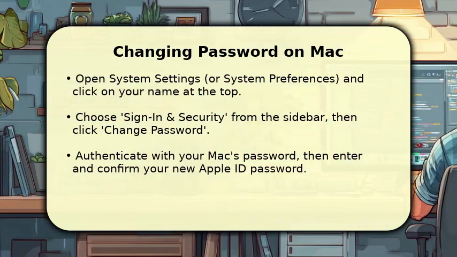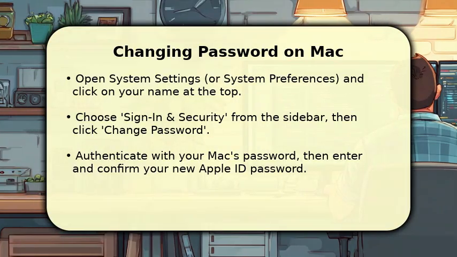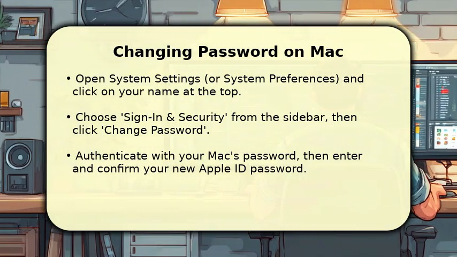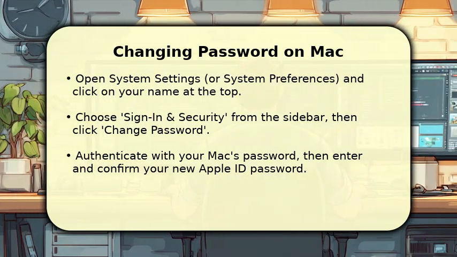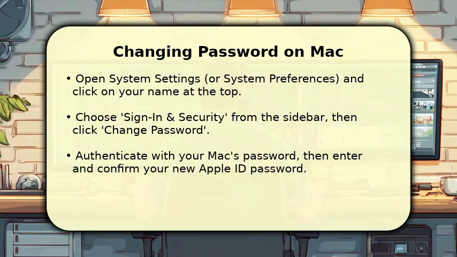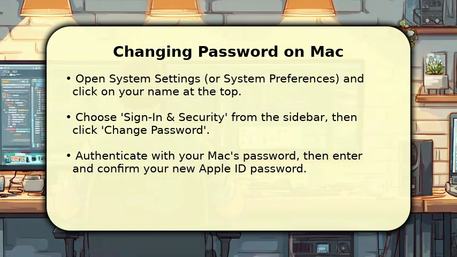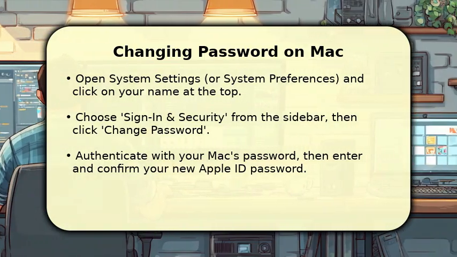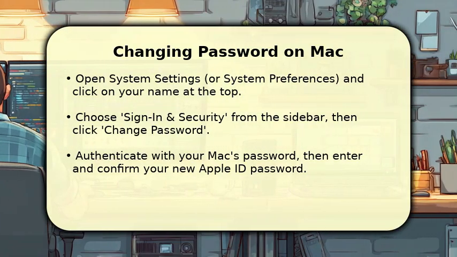For Mac users, the process is equally simple. Begin by opening System Settings, or System Preferences on older macOS versions, and click on your name located at the top. Next, select Sign In and Security from the options presented. You'll then click Change Password. Your Mac will ask for your computer's password to verify your identity. Once authenticated, you can enter your new Apple ID password and confirm it, securing your account across all your Apple devices.